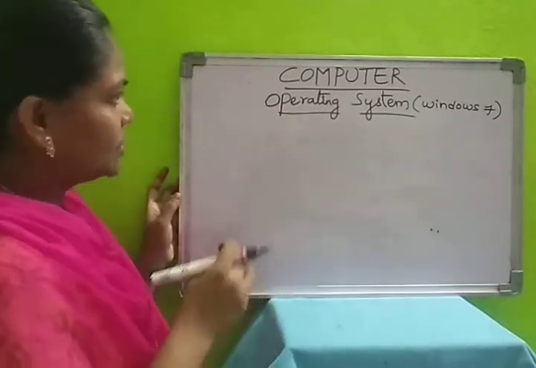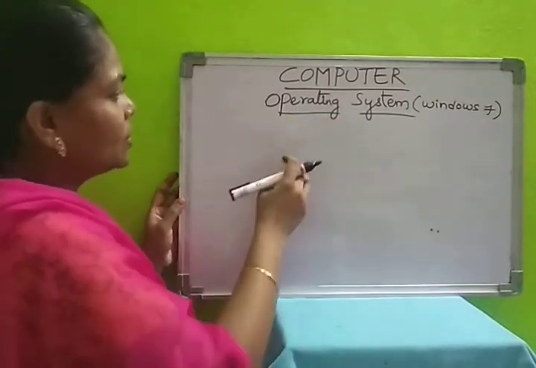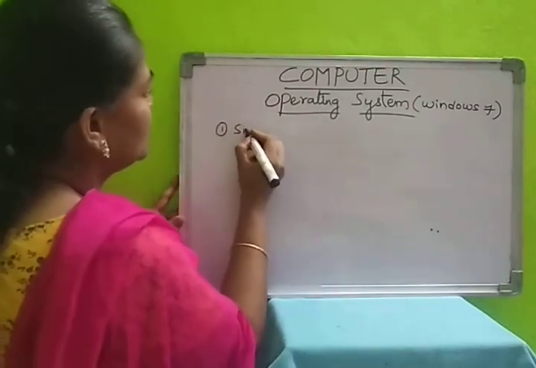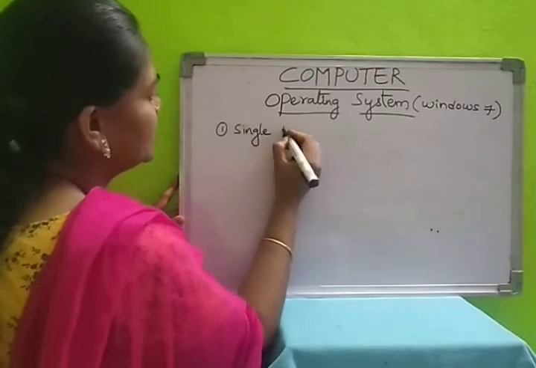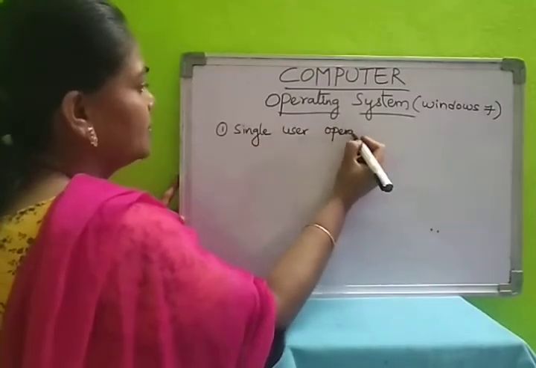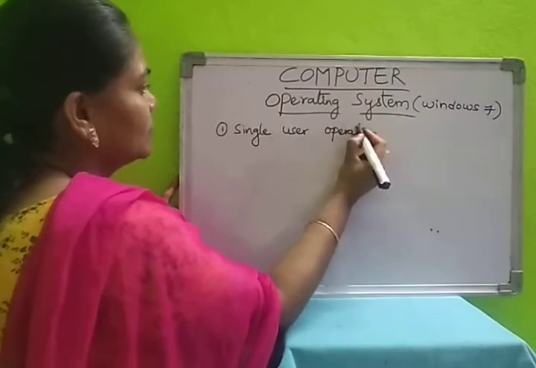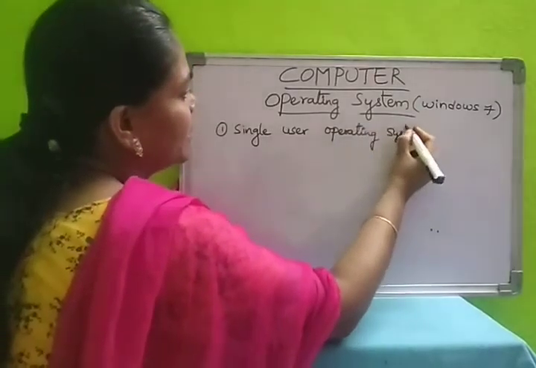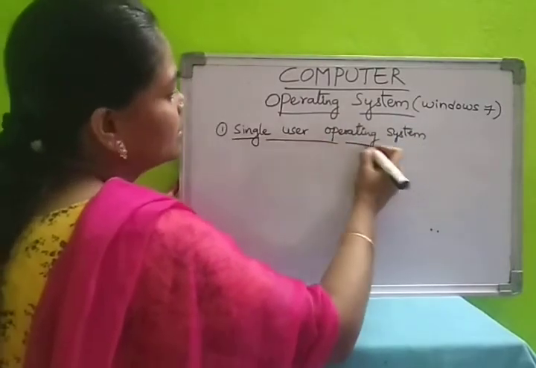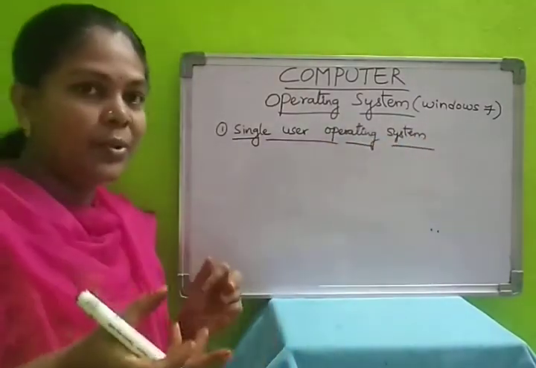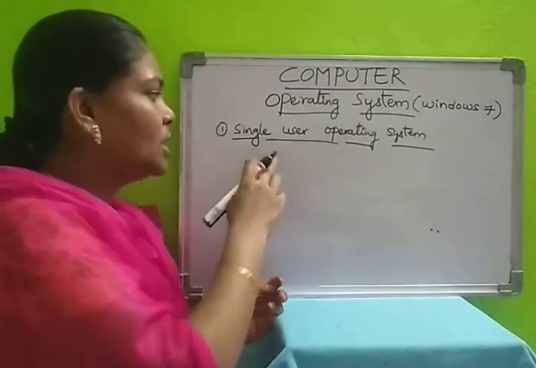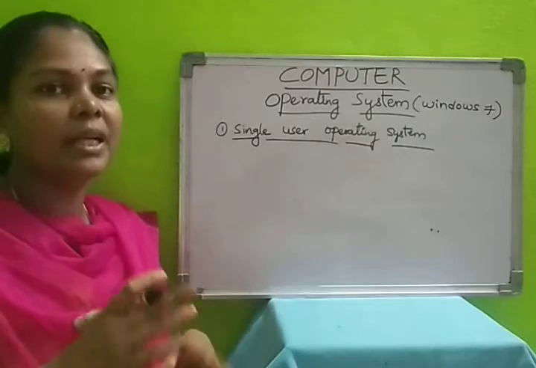Next one. In operating systems we have two types. First one is the single user operating system. In this single user operating system, only one person can use a system, that means a computer, at a time. System here means computer. So only one person can use the computer at a time.